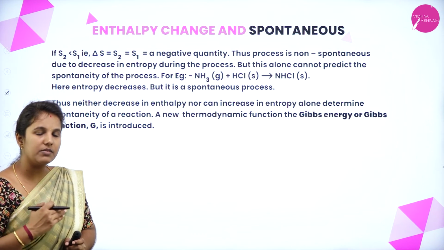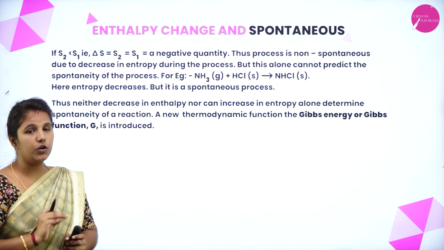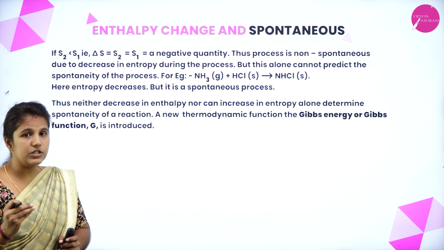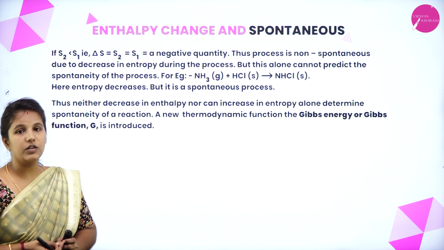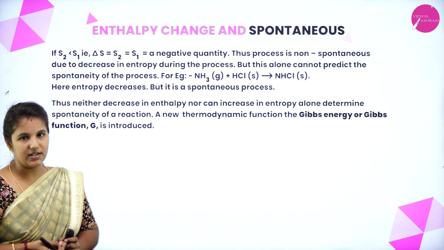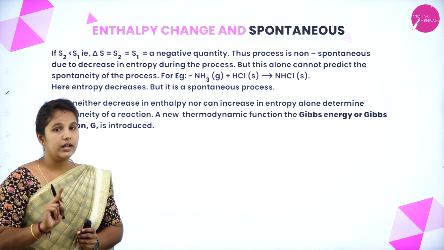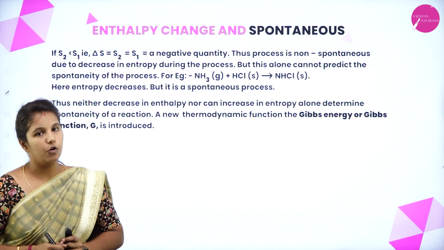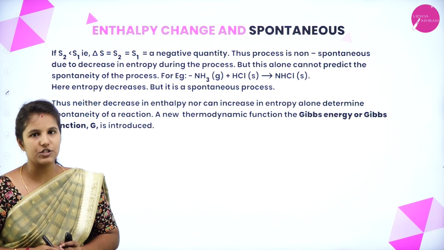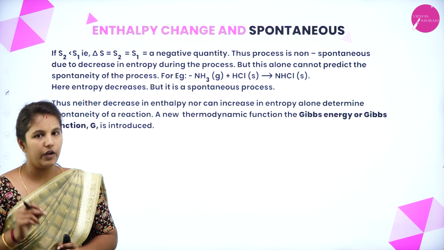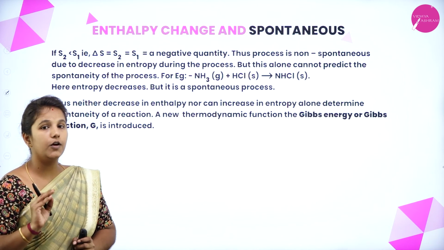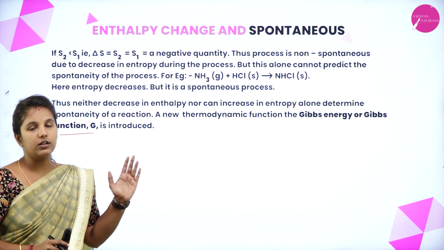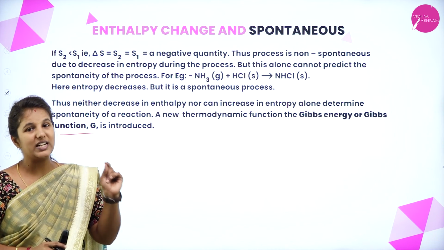That is why in chemistry they have introduced a new terminology known as Gibbs free energy. By understanding the Gibbs free energy, we can easily predict the spontaneity of reactions. But remember, the enthalpy as well as the entropy cannot alone predict the spontaneity of a particular reaction. So, by considering these two, we have understood that there is a separate quantity to predict the spontaneity of a reaction, known as the Gibbs free energy or the Gibbs function, and it is denoted as G.